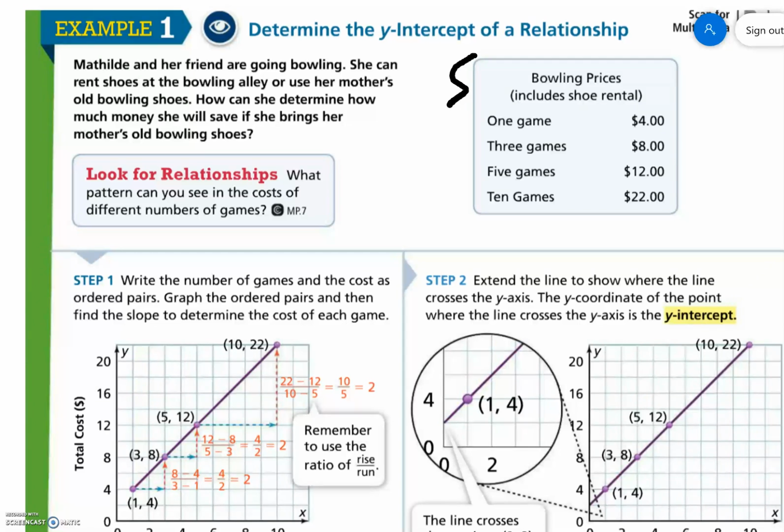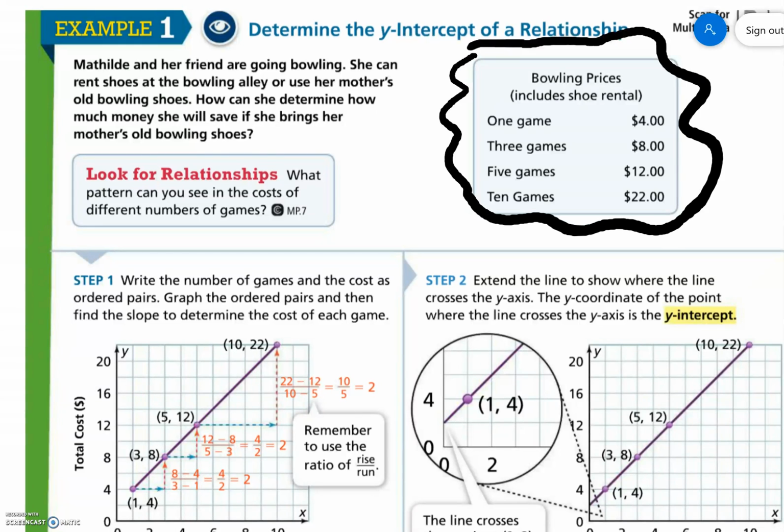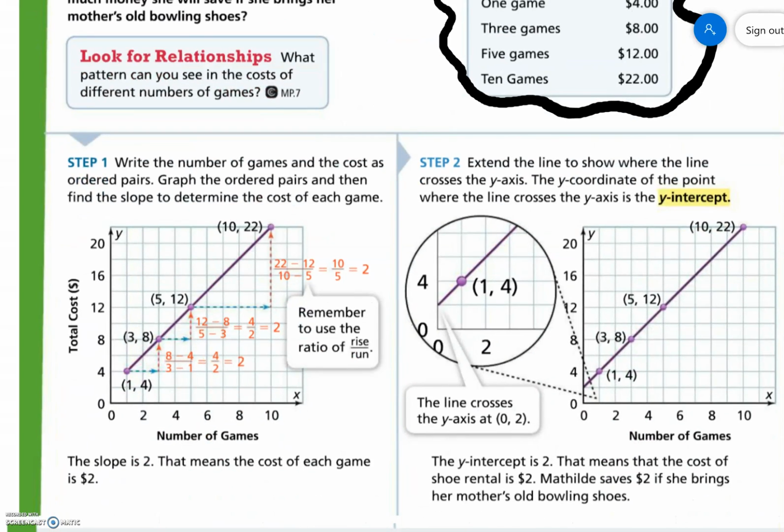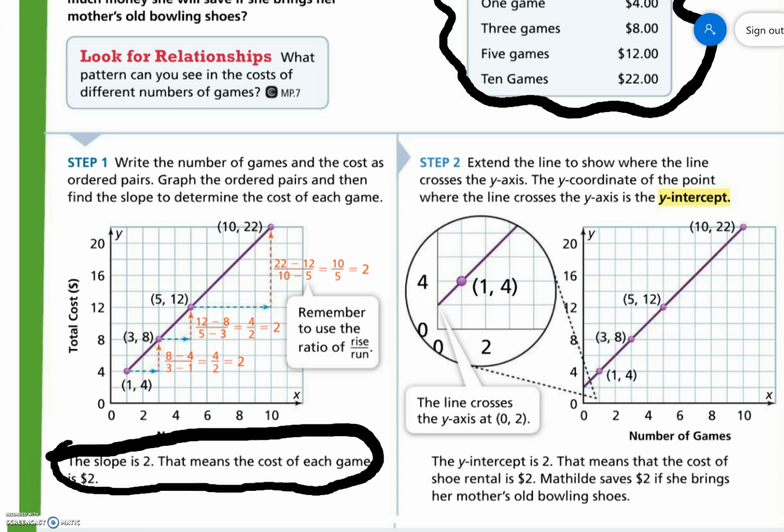Here, the bowling prices include the shoe rental. 1 game is $4, 3 games is $8, 5 games is $12, 10 games is $22. So we can graph that, and we see that it's a straight line. Remember, you're using the ratio of rise over run. So the slope is 2. That means the cost of each game is $2.